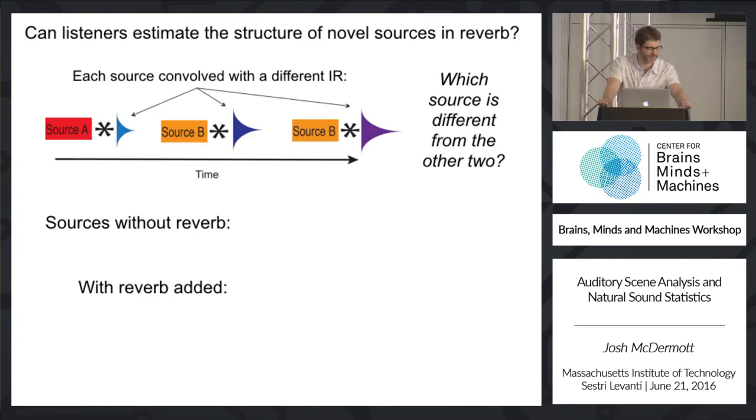All right, so we did an experiment to try to measure this. So in this experiment, on every trial, people hear three sounds. Each of the sounds is the convolution of a source signal with an impulse response. Now, two of the sources are the same, and one of them is different, but all three of the impulse responses are different. So as a consequence, all three of the sounds are different from each other, right? But two of them were generated from the same source. And so we're asking listeners if they can hear that by telling us which source is different from the other two. So here's just an example of what it sounds like.